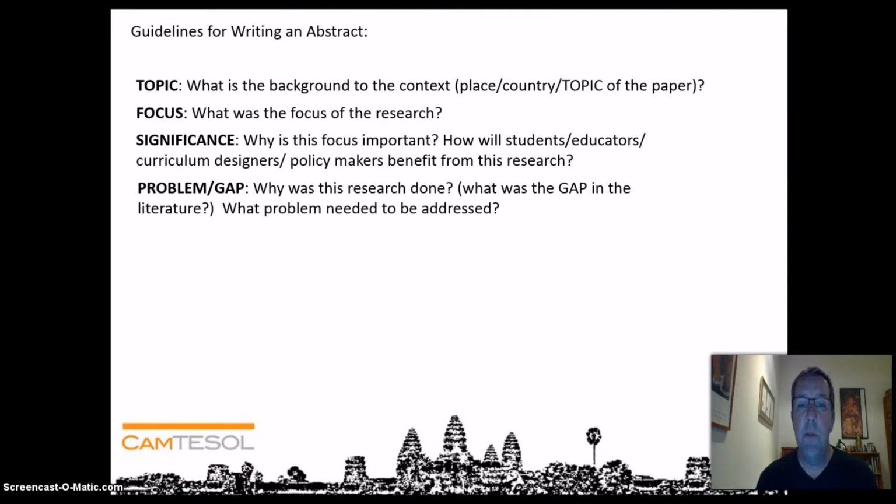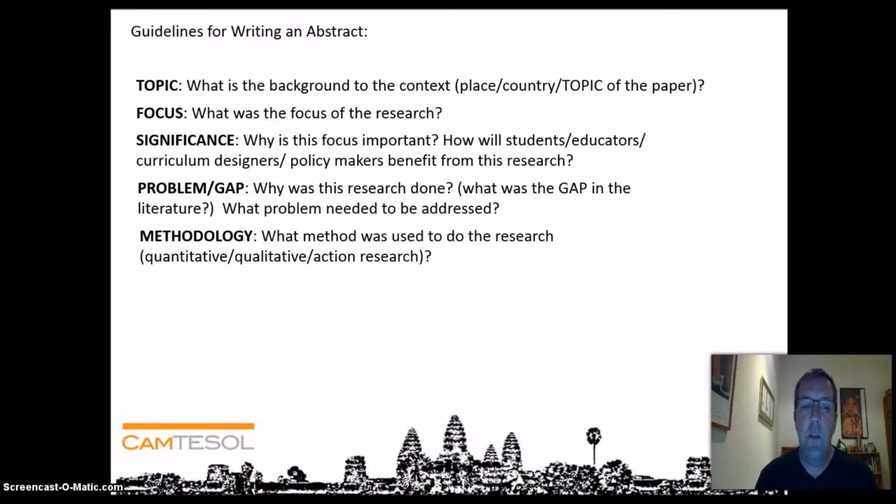Problem or gap. Why was this research done? What was the gap in the literature? This is an important thing to think about when you do your literature review before you start writing your paper. You need to see if there is a gap in your country. Maybe the research was done in another country or in another context, and it wasn't done in your country or in your context. Maybe it was done with young learners, and you want to see what the effect would be with older learners or adult learners. So what problem needed to be addressed in your paper? What was missing in the current research?